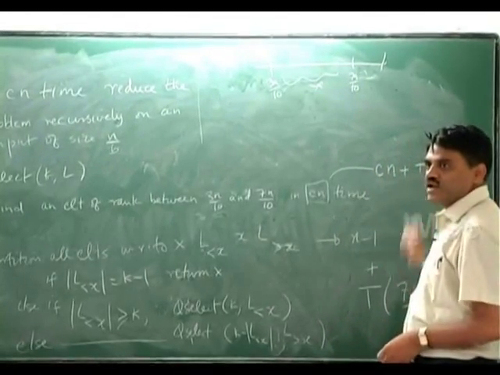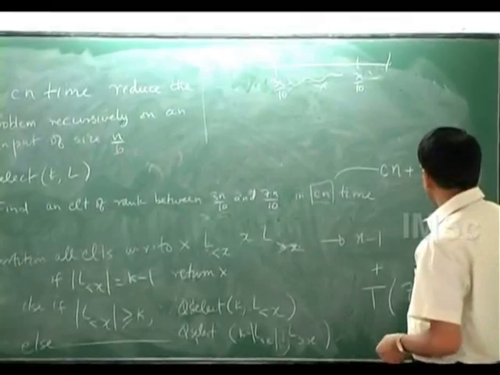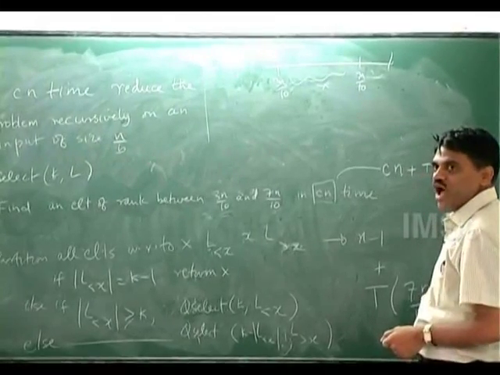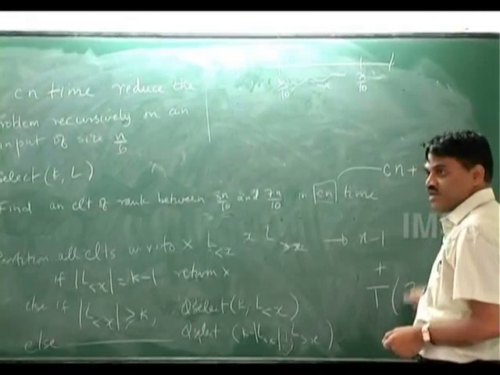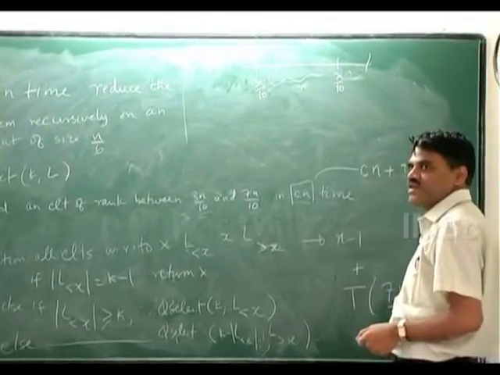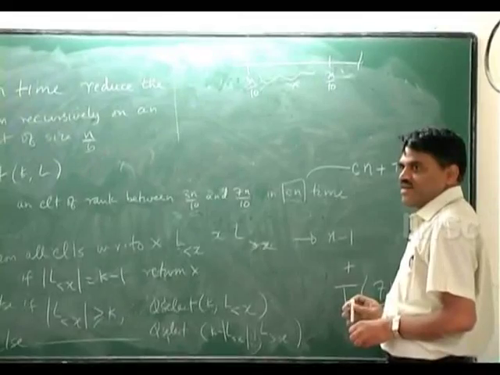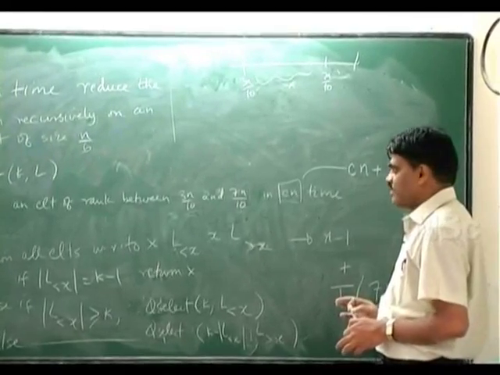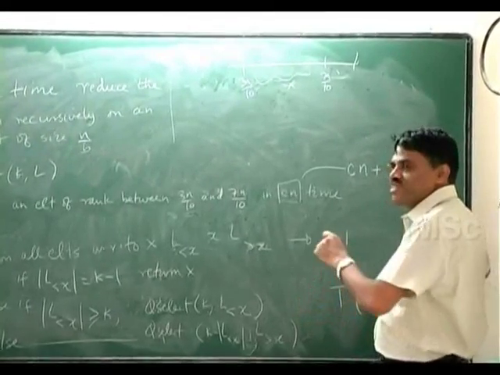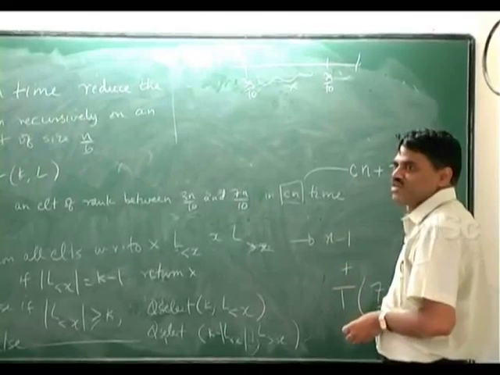This is the overall running time. Now n by 5 is okay, because if you add this fraction and that fraction, this is 2n by 10 and 7n by 10, just less than 1. And you can play around with various parameters and see why it works.